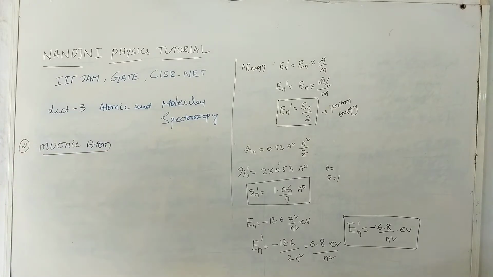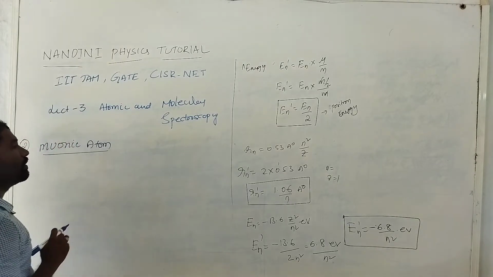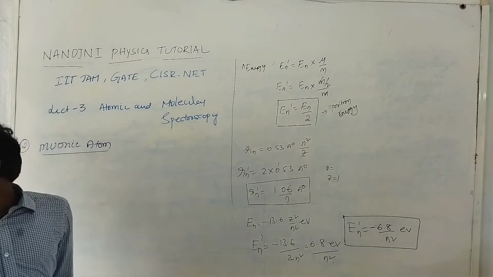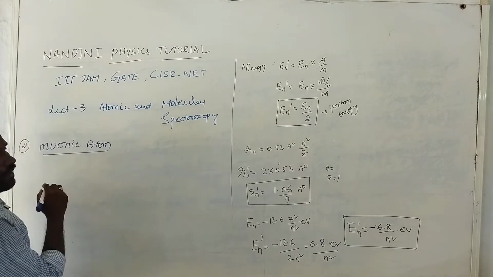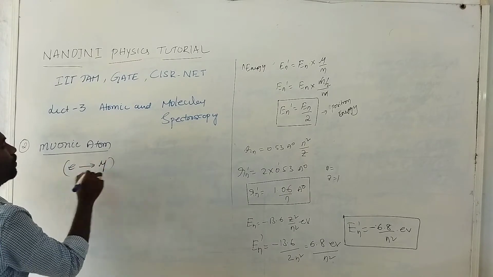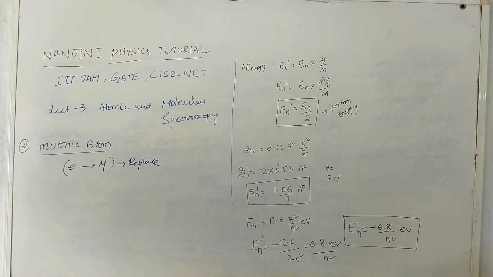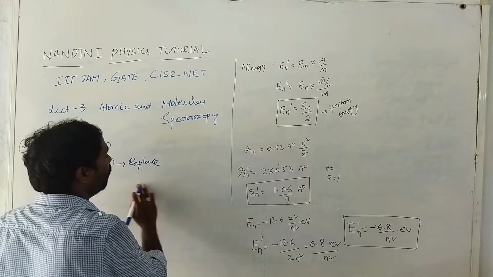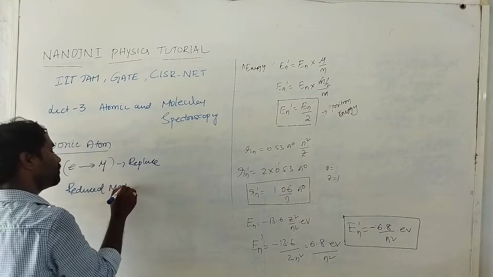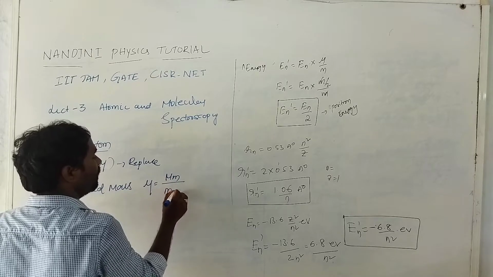A muonic atom is nothing but, in the previous positron case we replaced the proton in terms of positron. Now in muonic we replace the electron by a muon. So just replace the electron in terms of mu. So finally here also we want to find out the reduced mass. So the reduced mass mu is equal to capital M small m divided by small m plus capital M.